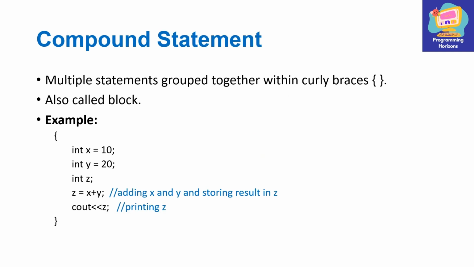By compound statement, we mean that multiple statements are grouped together within curly braces. It is also called a block of statements. For example, let's suppose we have two integers, say x equal to 10 and y equal to 20, and we try to add them together and store their result in some third variable, say z, and then print that z and store these statements within a pair of curly braces, then this forms a block or a compound statement.